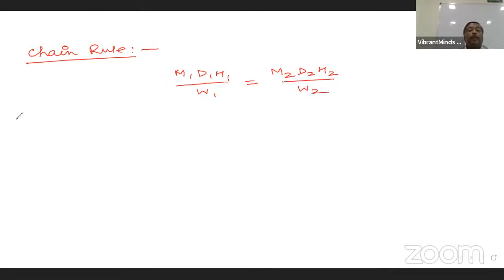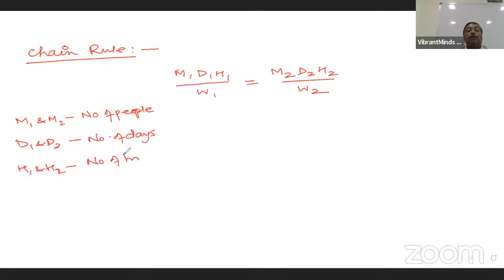Now understand, here M1 and M2 is the number of people. D1 and D2 is the number of days. H1 and H2 is the number of hours per day. W1 and W2 is nothing but the work done.